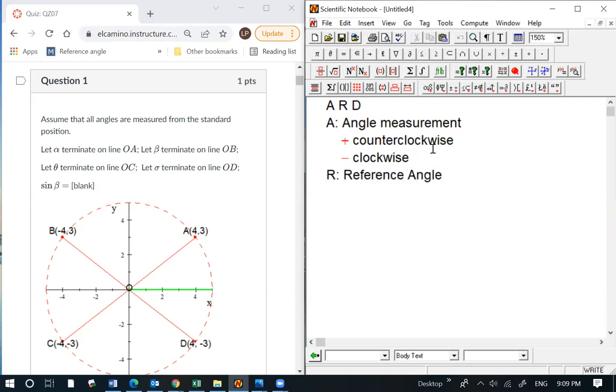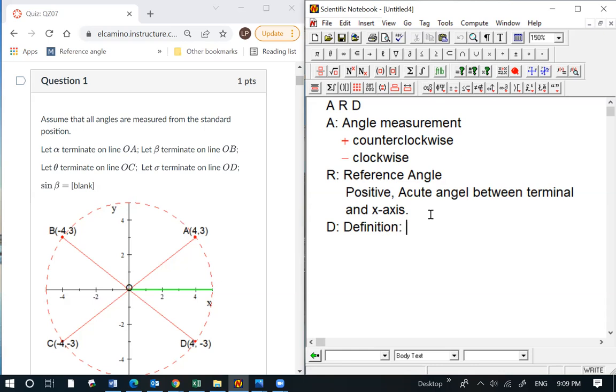Reference angle is the positive acute angle between the terminal and the x-axis. Between the terminal and the x-axis, that's the reference angle. And D is for definition.